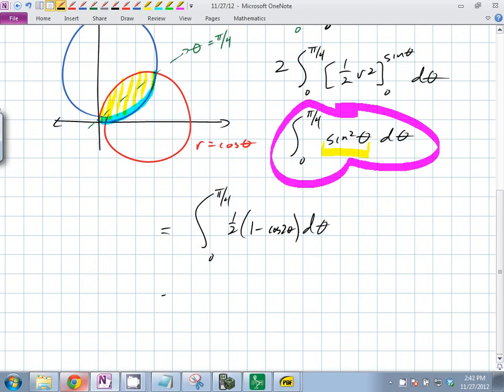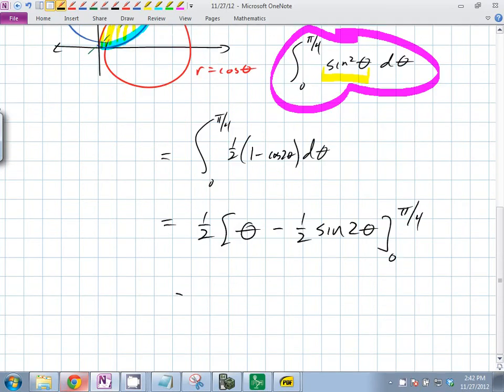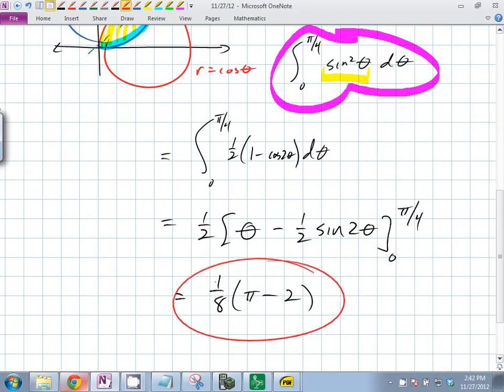You end up with 1/2 of theta minus 1/2 sine 2 theta, from 0 to pi over 4. And if you evaluate that correctly over the course of a couple steps, you end up with 1/8 of pi minus 2 is what you end up with right there. That's what you end up with.